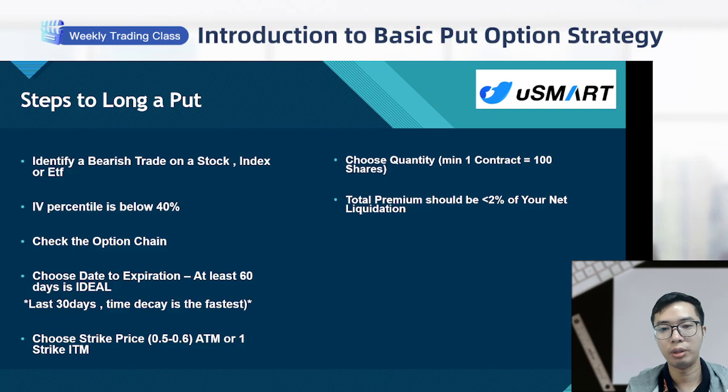And then we choose a minimum of one contract, choose how much we want to buy, and the total premium should be less than 2%. It means that in every trade we shouldn't risk more than 2% of our portfolio. So theoretically, we can lose 50 times by using this 2% trading risk management.